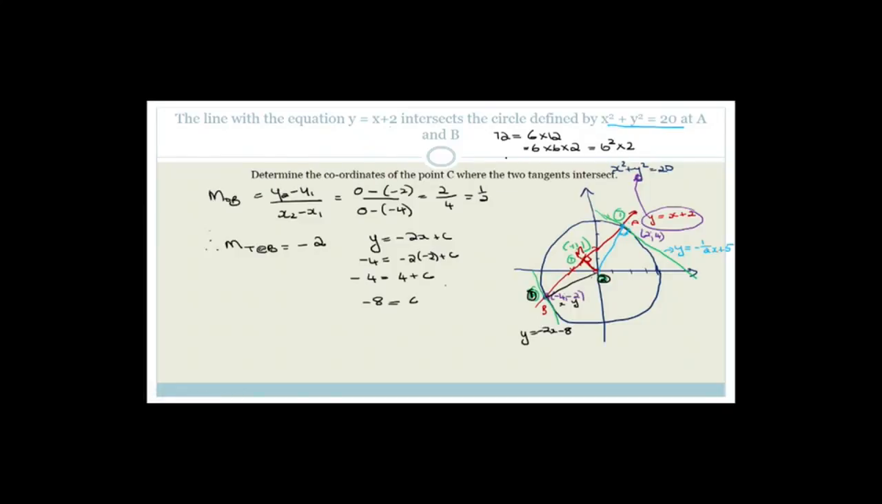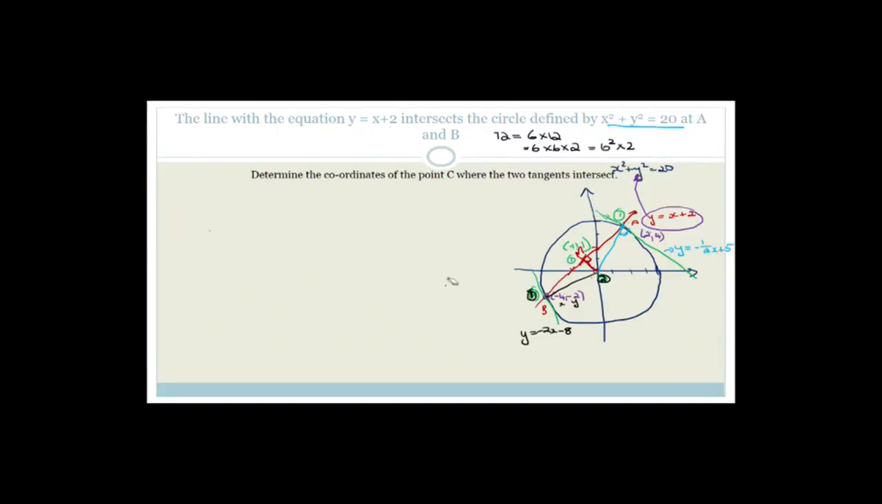Finally, it says determine the coordinates of the point C where the two tangents intersect. So we want to find where these two tangents intersect. Do you agree the point at which these two tangents intersect is actually where these two lines that we've just worked out meet? We've worked out this blue one, y is equal to minus a half x plus 5, and this black one, y is equal to minus 2x minus 8. We can say that the place these two tangents meet is their point of intersection, when these two equations are equal.